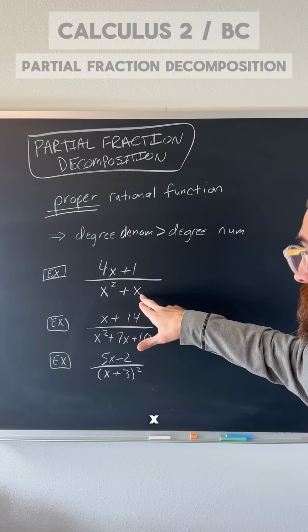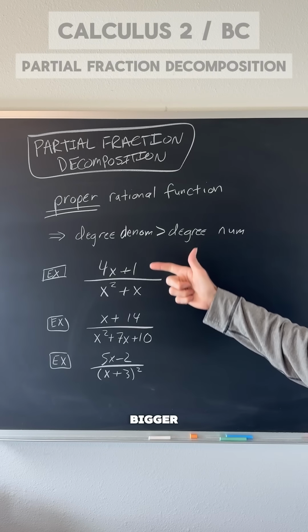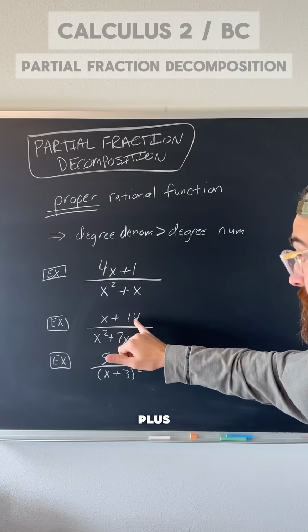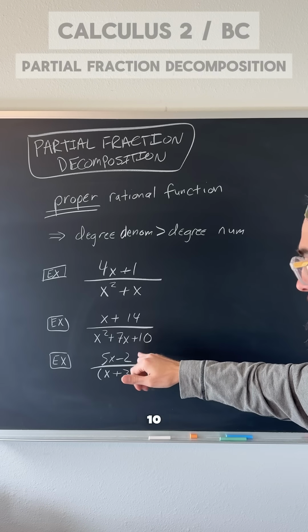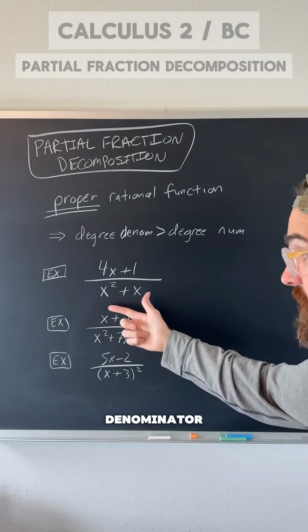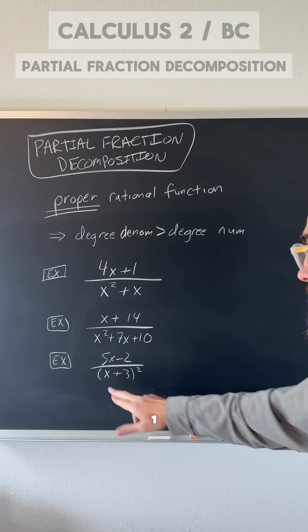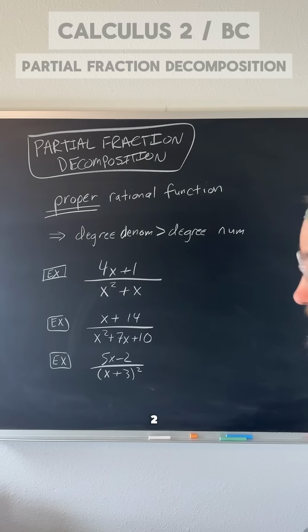4x plus 1 over x squared plus x. Degree 1 versus degree 2. The denominator has a bigger degree than the numerator. x plus 14 over x squared plus 7x plus 10. Again, x power 1, x power 2. The degree of the denominator is larger. 5x minus 2 over (x plus 3) squared. Degree 1, this is going to end up being a degree 2, therefore the denominator has a higher degree.